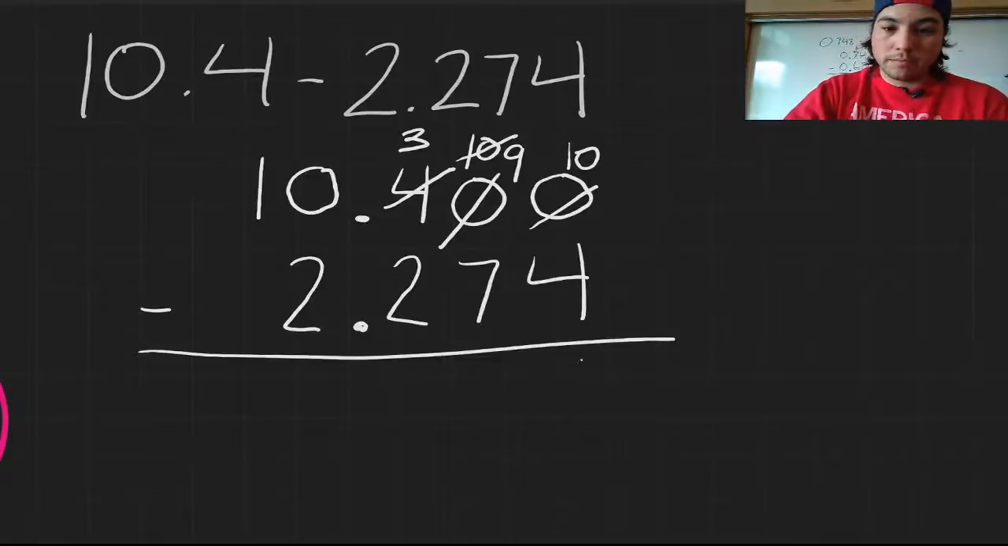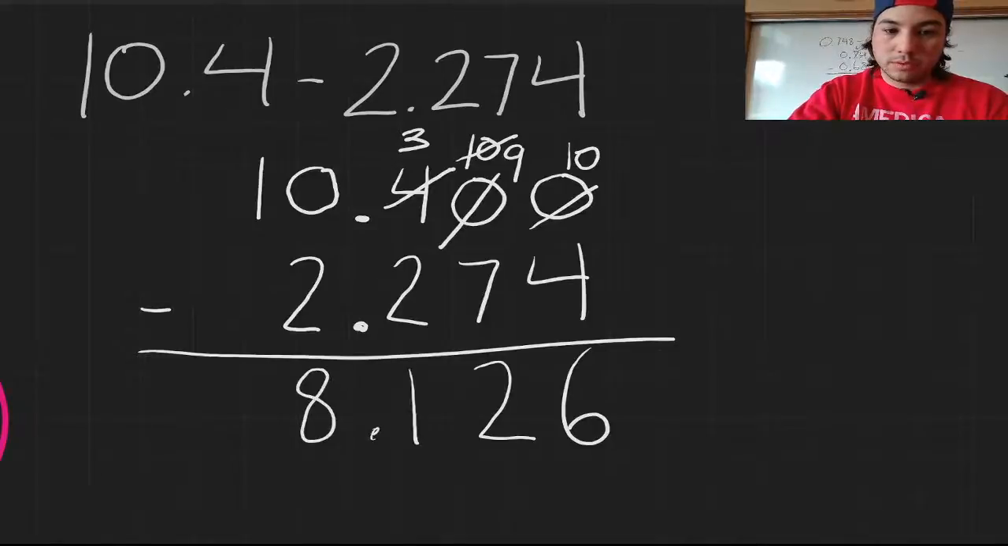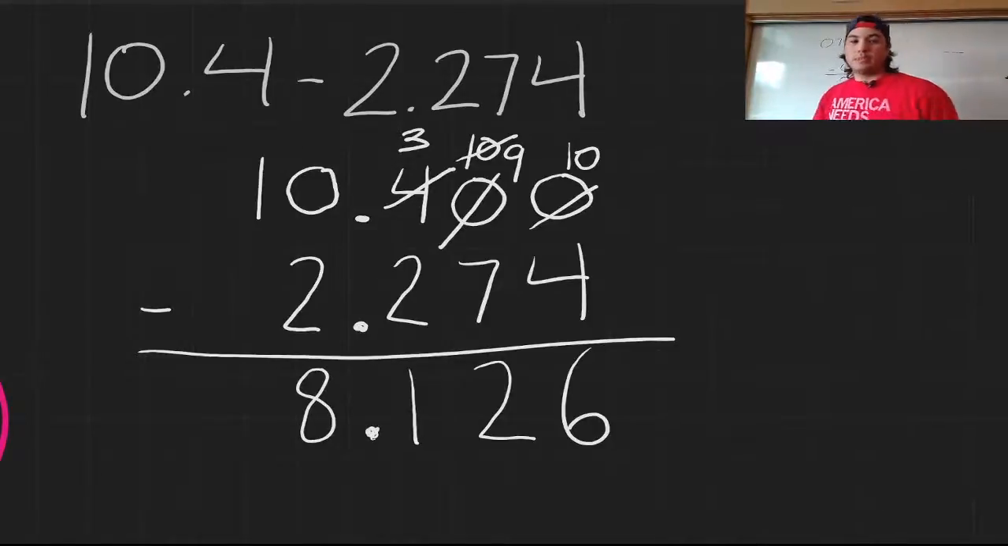10 minus 4 is 6. 9 minus 7 is 2. 3 minus 2 is 1. 10 minus 2 is 8. So you end up with 8 and 126 thousandths. Make sense on that one? Okay, subtraction with zeros where you have to regroup a lot can be tricky. Okay, and spoiler alert, I'm going to give you one more that's even tougher.